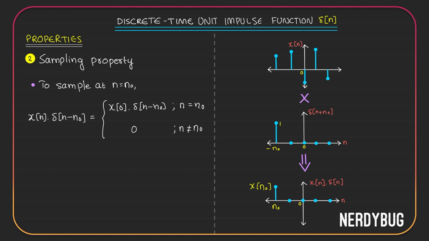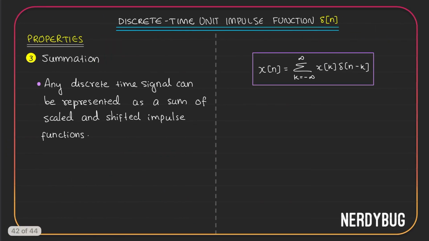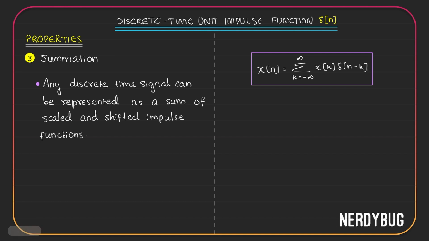The next property that is analogous to integration here is summation. According to this property, any discrete time signal can be represented as a sum of scaled and shifted impulse functions. That is, mathematically, x of n can be written as summation from k equals minus infinity to infinity x of k delta of n minus k. To understand this better, let us expand this.